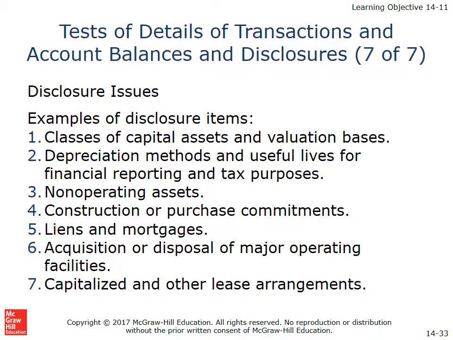As far as disclosure issues, some examples of disclosure items we're looking for: there's classes of capital assets and valuation basis, depreciation methods and useful lives for financial reporting and tax purposes. There's non-operating assets, the construction or purchase commitments, liens and mortgages, to see if there's notes about that. Acquisition or disposal of major operating facilities must be noted, and capitalized lease arrangements as well. So all these items related to property, plant, and equipment must be noted and disclosed.